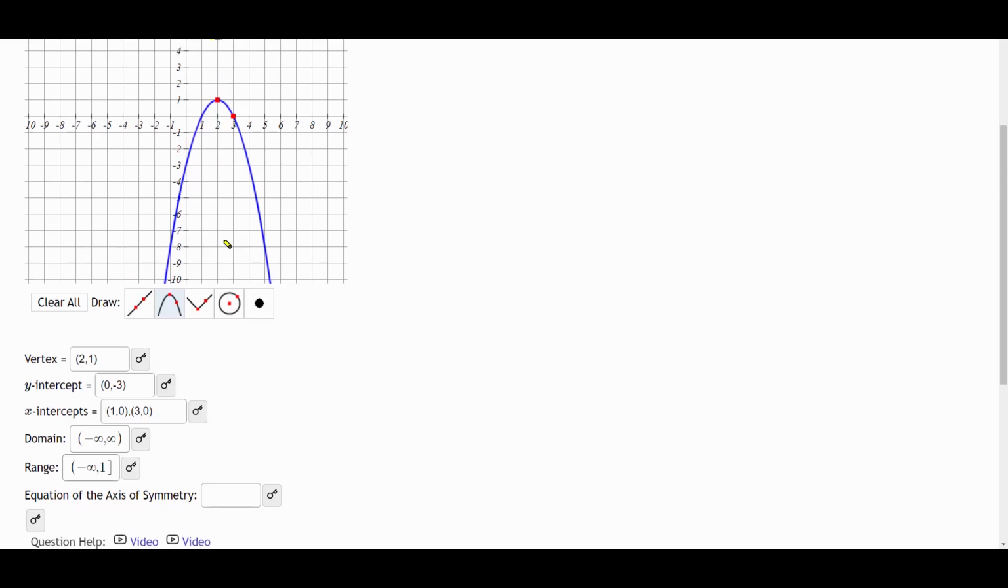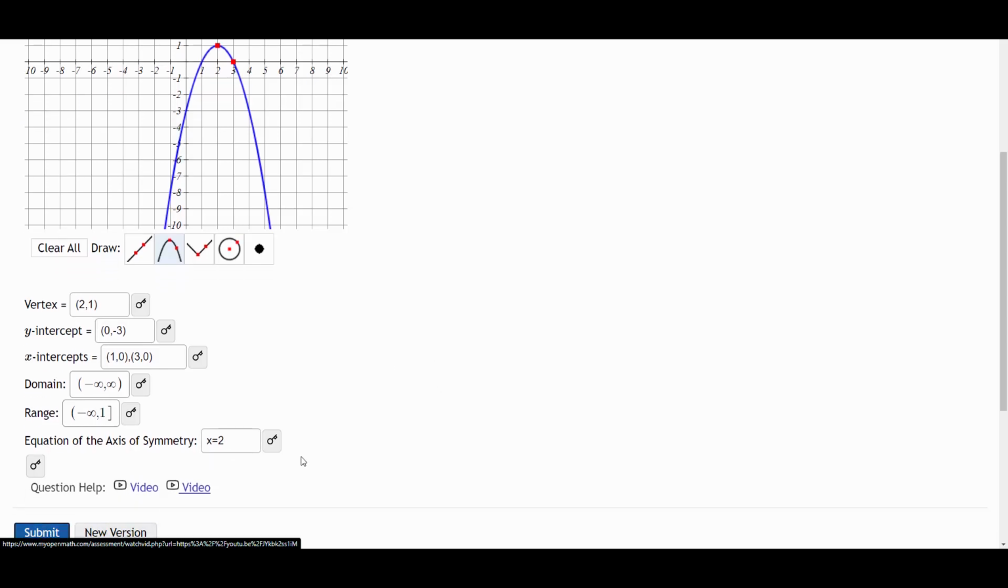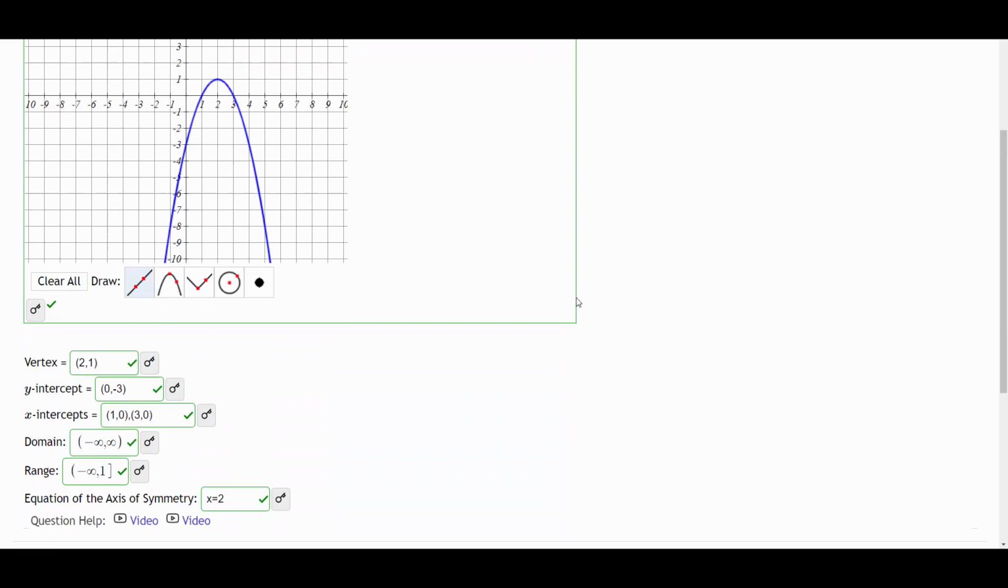Okay. The equation for the axis of symmetry, remember, that is going to be the line that splits this parabola in half. It's the fold line, okay? And that happens at x equals 2. So make sure you actually type in an equation, right? So it has to be x equals 2. If you just type in a 2 here, it will mark it wrong. Okay? Then you would click submit, and it should tell you, hey, you got everything right.